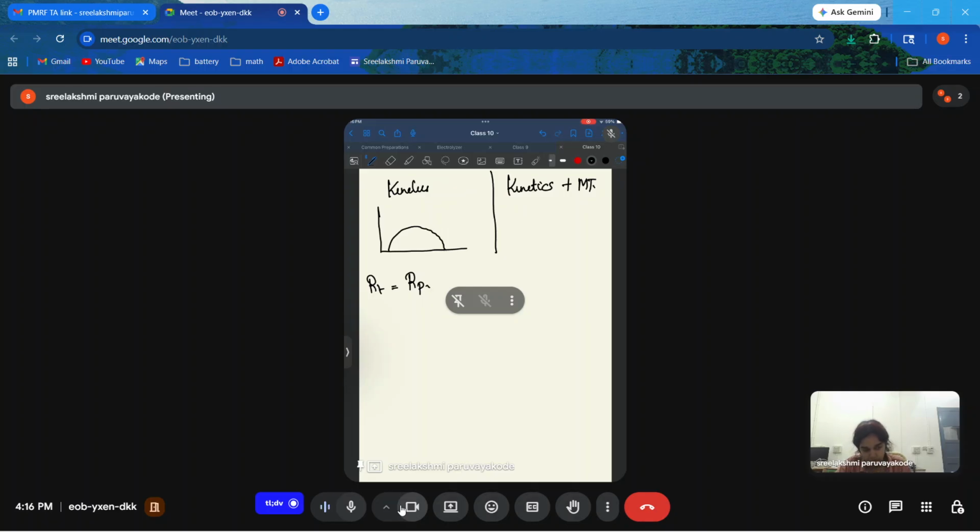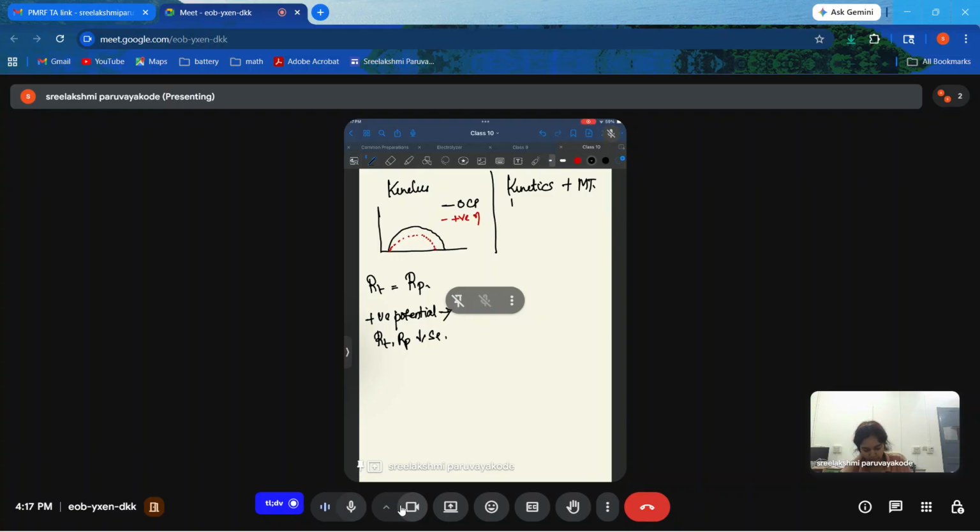Now, when we are applying a positive potential, what happens is both RT and RP will reduce. So if this is at OCP, and now I am applying some positive overpotential, you can see that this will reduce. So this is what I have told.